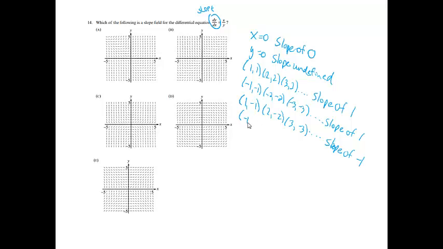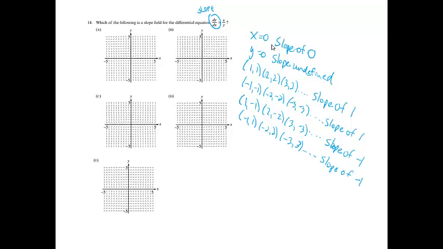And then if I did the opposite, negative 1, 1, negative 2, 2, negative 3, 3, those will also give me a slope of negative 1. So notice I haven't even looked at the pictures. I'm just trying to look for what kind of pattern I should see. All right, so are there any I can just cross off right now?